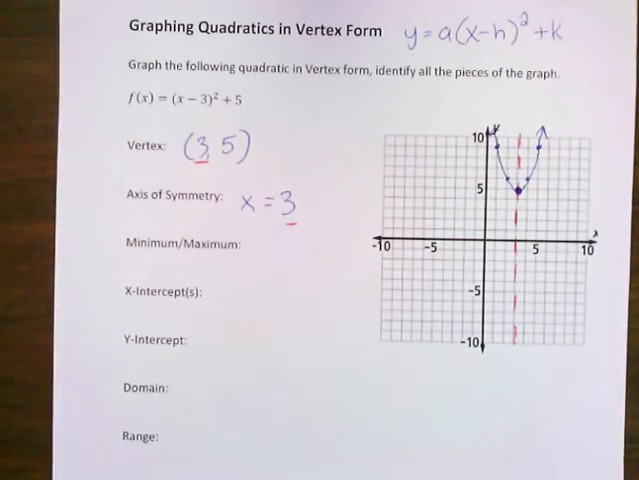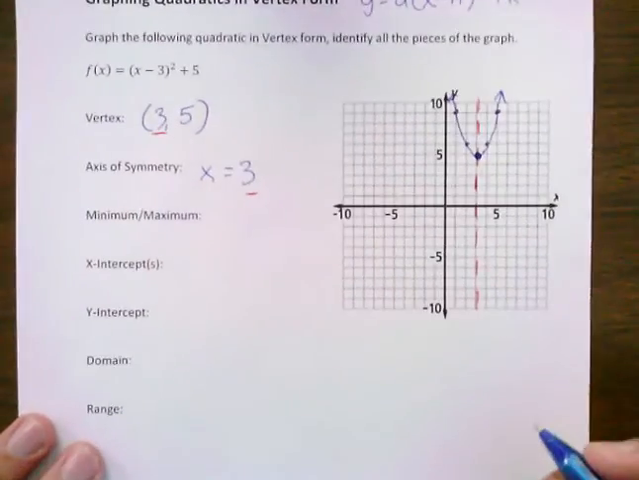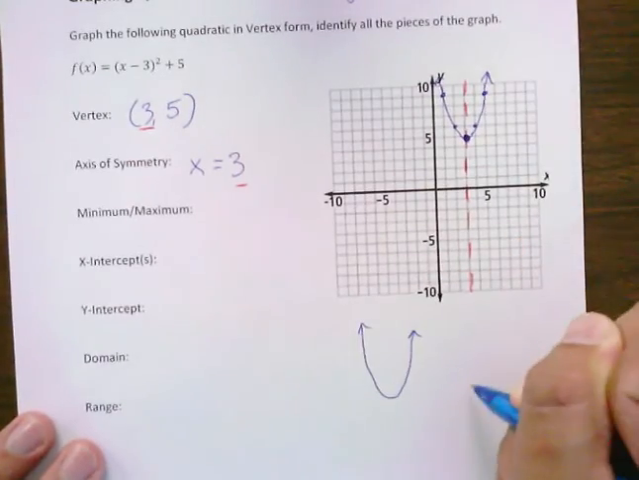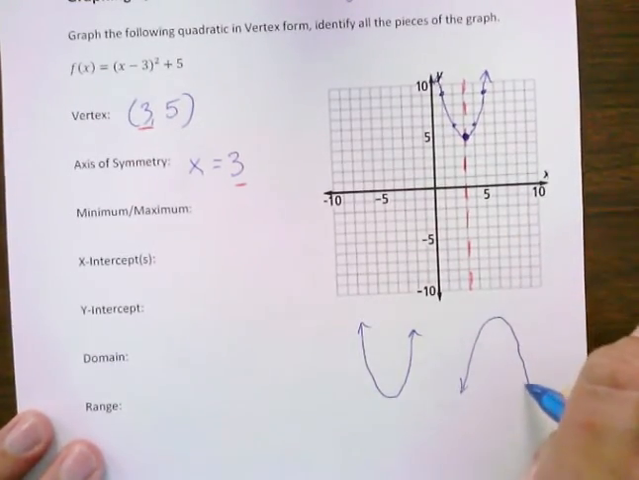The next thing we're going to talk about is minimums and maximums. So when we graph quadratics and parabolas here, you're either going to have a parabola that opens up or a parabola that is opening downwards.